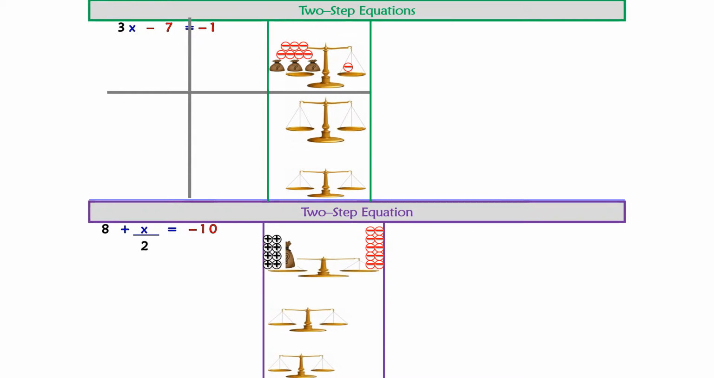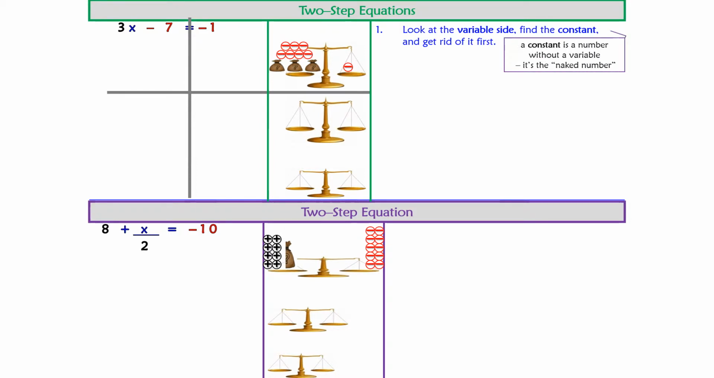Now, in solving a two-step equation, your first step is always to identify and get rid of the constant on the variable side of the equation. Just as a quick reminder, a constant is the number without a variable. Sometimes I call it the naked number. So in this case, the constant is that minus 7 or negative 7.